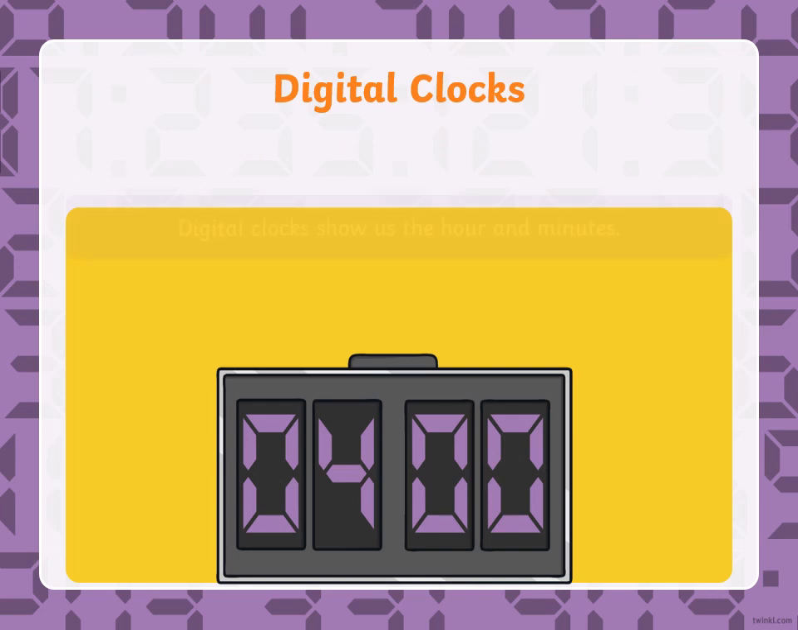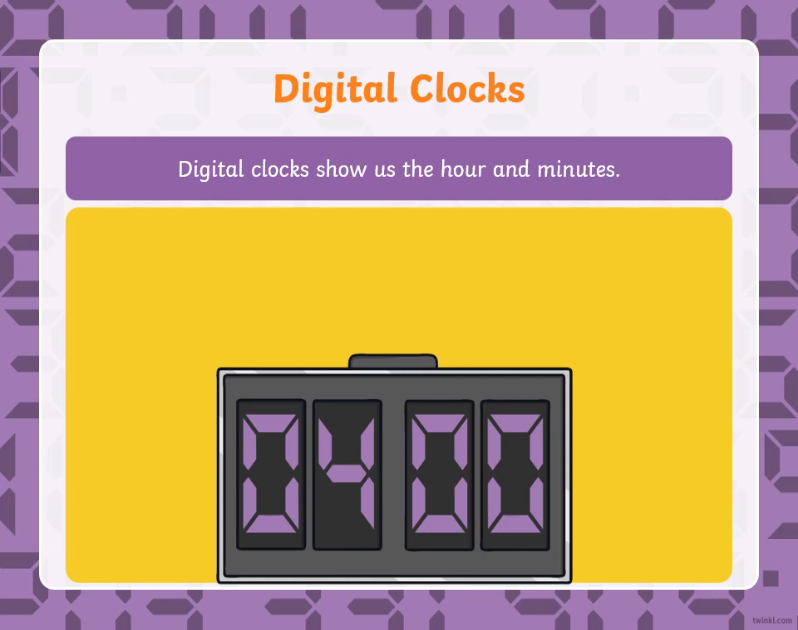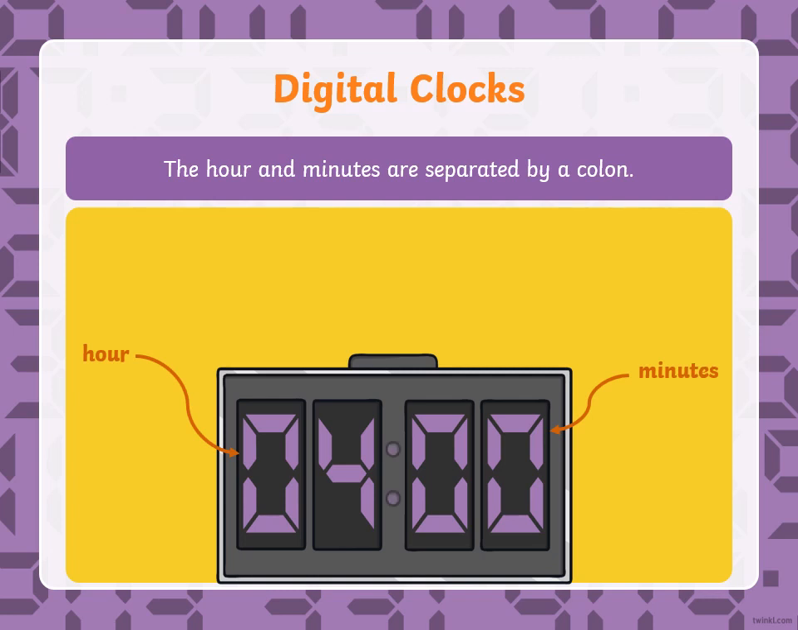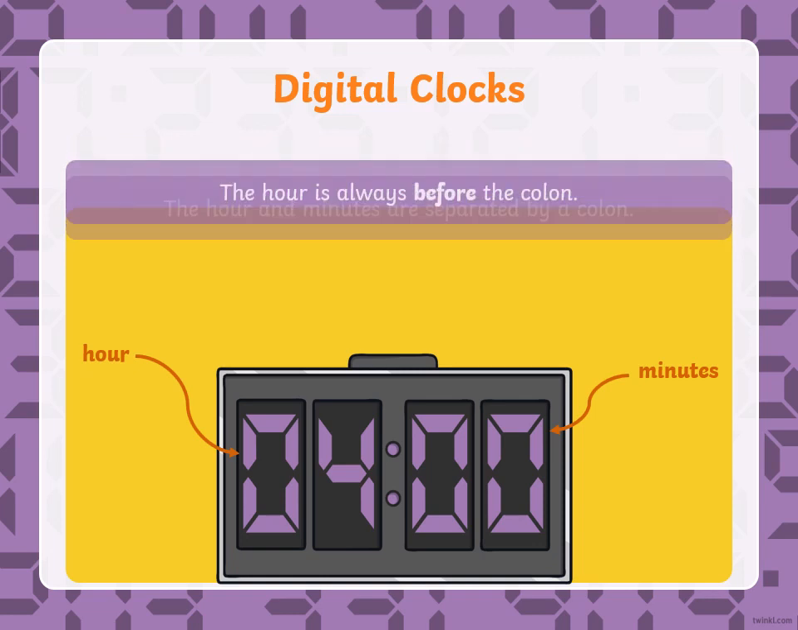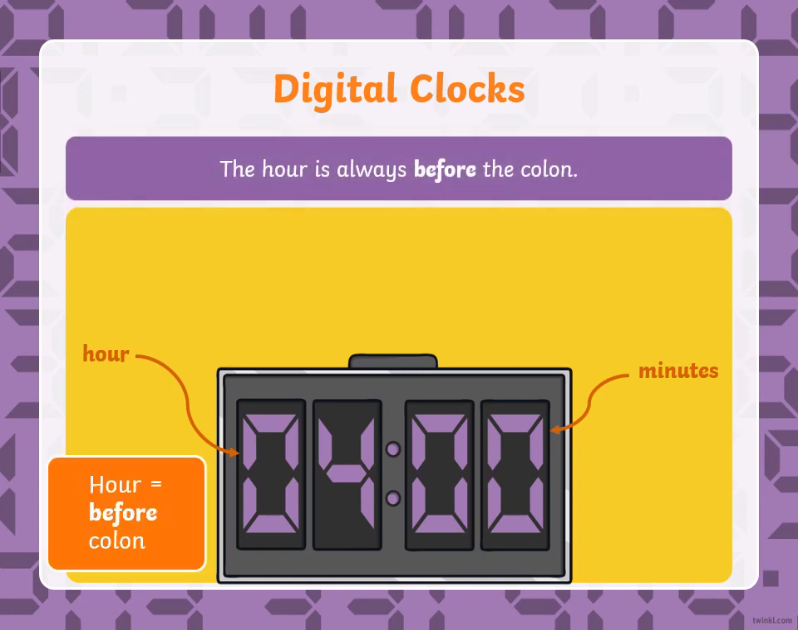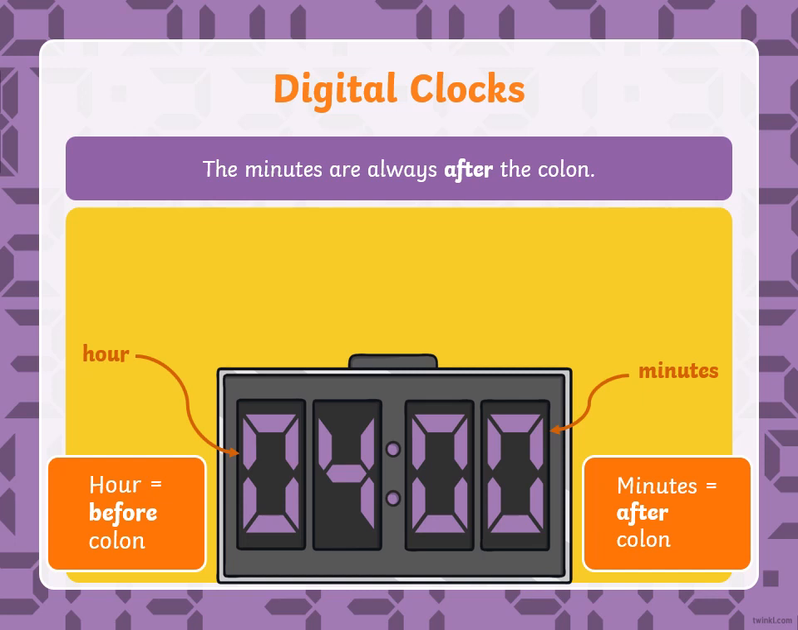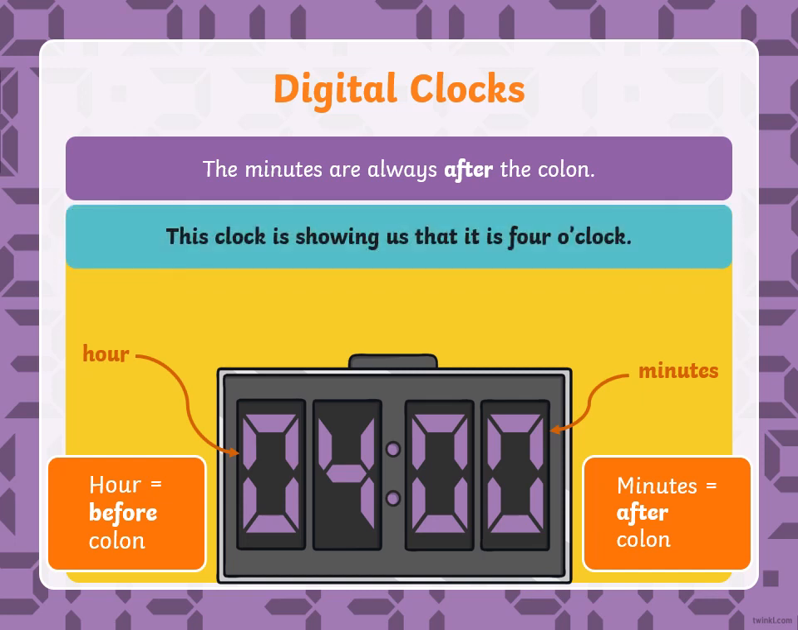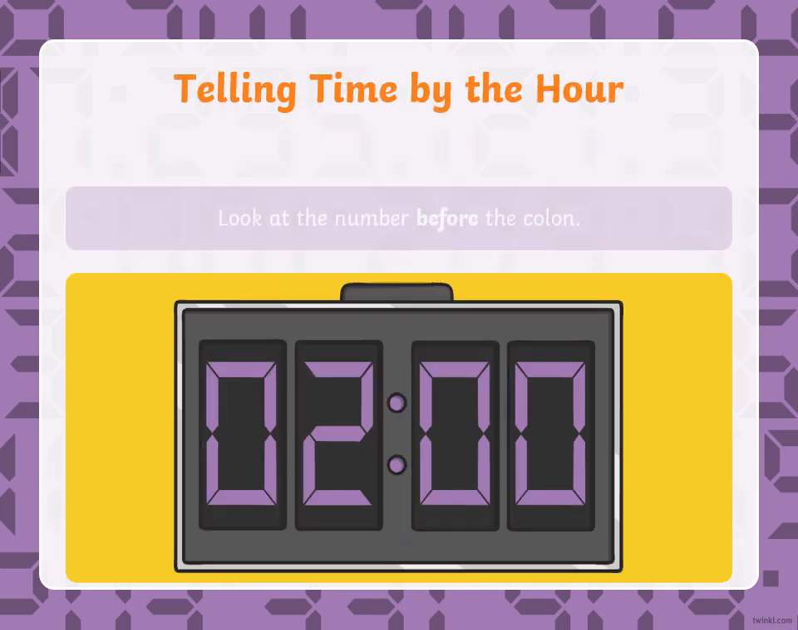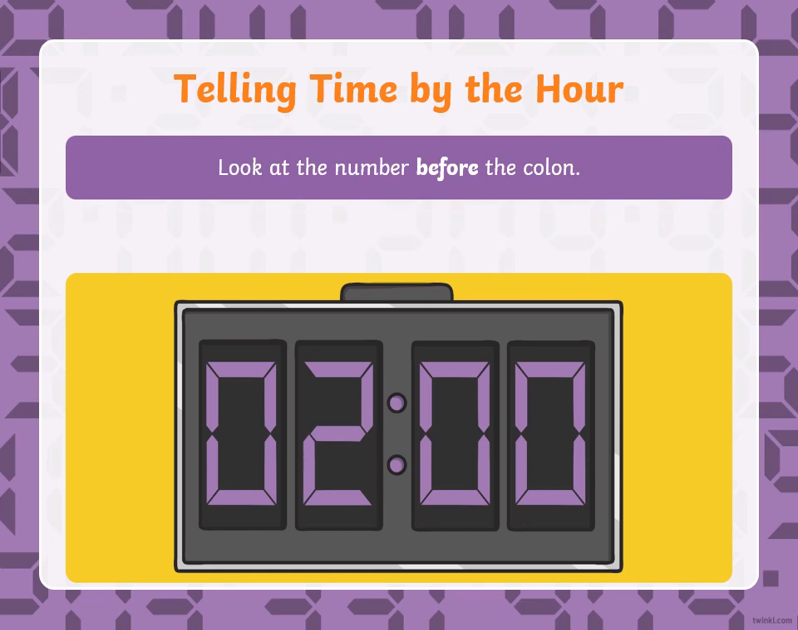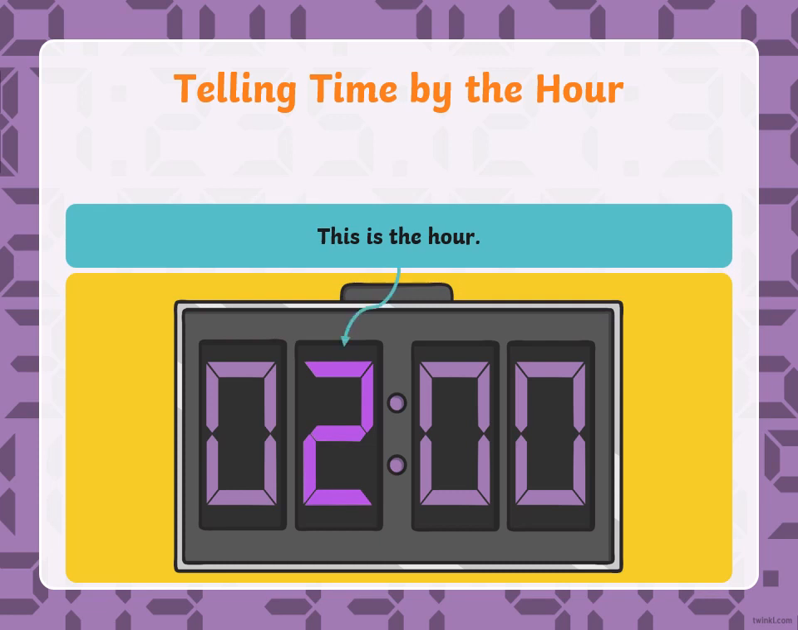Okay, digital clocks. Digital clocks show us the hour and minutes. The hour and minutes are separated by a colon. These are the colons. The hour is always before the colon. The minutes are always after the colon. This clock is showing us that it is 4 o'clock. Look at the number before the colon. This is the hour.